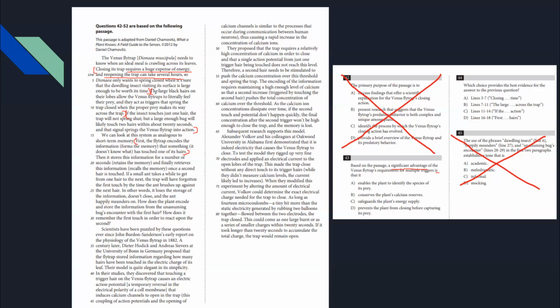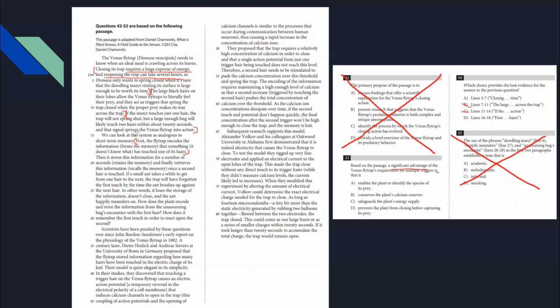So option B, the large black hairs on the lobes allow the Venus flytraps to literally feel their prey, and they act as triggers that spring the trap closed when the proper prey makes its way across the trap. So it doesn't give an advantage. It basically explains what it does, and we don't need an explanation, so we can choose out option B. So let's do C. If the insect touches just one hair, the trap will not spring shut, but a large enough bug will likely touch two hairs within about. This explains, doesn't give an advantage.